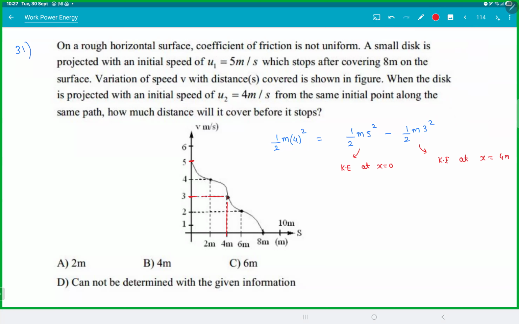Is that making sense? And what is the work done by all forces? Change in kinetic energy. That means this must be the work done by friction when you're going from x equal to 0 to x equal to 4 meters. That means if you throw with 4 meters per second, the block will reach till 4 meters, and by then the change in kinetic energy, half m 4 square, equals the work done by friction. That means the block will stop. So half m 4 square is nothing but the work done by friction when you go from 0 to 4. Therefore, the block must have traveled 4 meters.